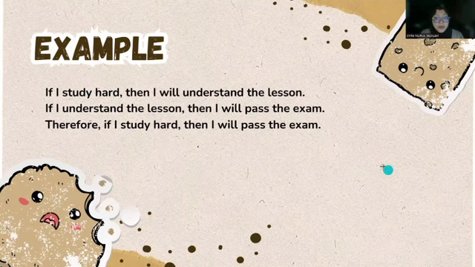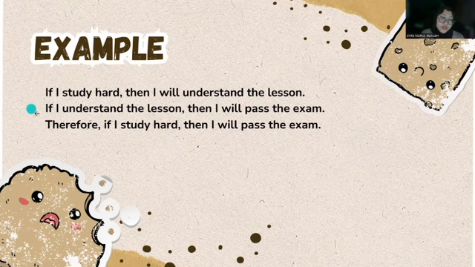Let's take a look at another example. We also have two statements and one conclusion. The first statement is: if I study hard, then I will understand the lesson. The second statement is: if I understand the lesson, then I will pass the exam. So the conclusion is: therefore, if I study hard, then I will pass the exam. That's a perfect hypothetical syllogism.